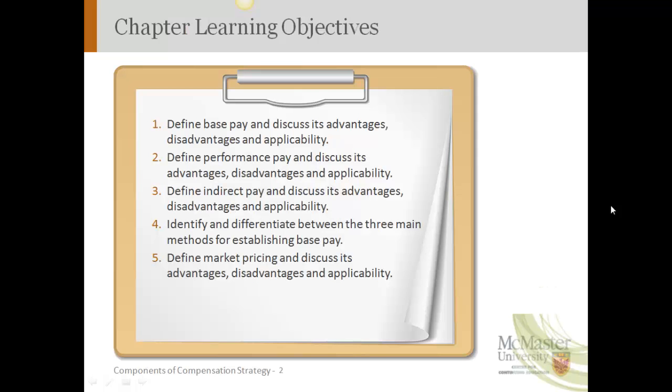So in this chapter, we're going to define what base pay actually is because it's one of the components of compensation. We're going to discuss a little bit about its advantages, disadvantages, and applicability to certain situations. As well, we're going to discuss another component of compensation, which is performance pay. In the same vein, we'll discuss base pay, advantages, disadvantages, and applicability. And we'll do it with indirect pay. That's your healthcare benefits, your pensions, those kinds of things.